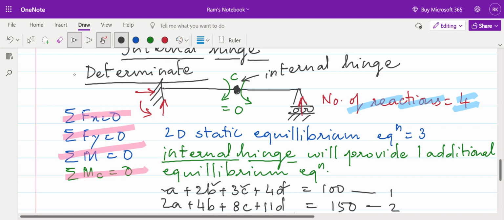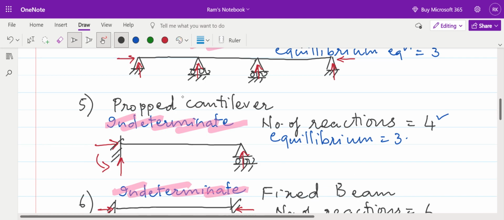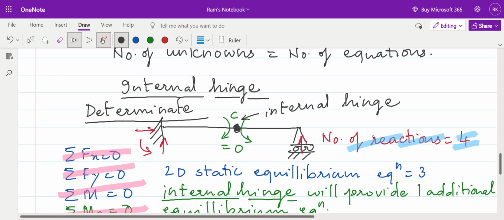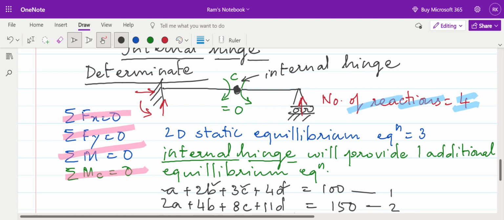Earlier we saw the propped cantilever without any internal hinge. Without any internal hinge, the number of unknown reactions was 4, and the number of known equilibrium equations was 3. So this was indeterminate in nature. But once we provide the internal hinge, every internal hinge in the structure gives one additional equilibrium equation, and the structure becomes determinate.